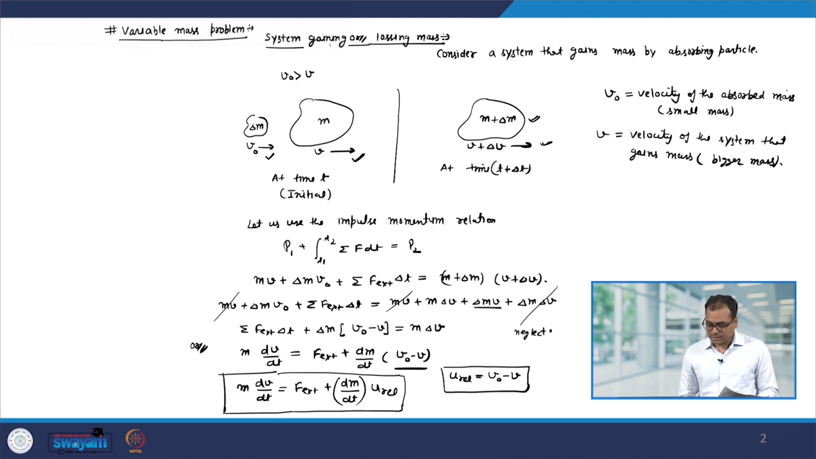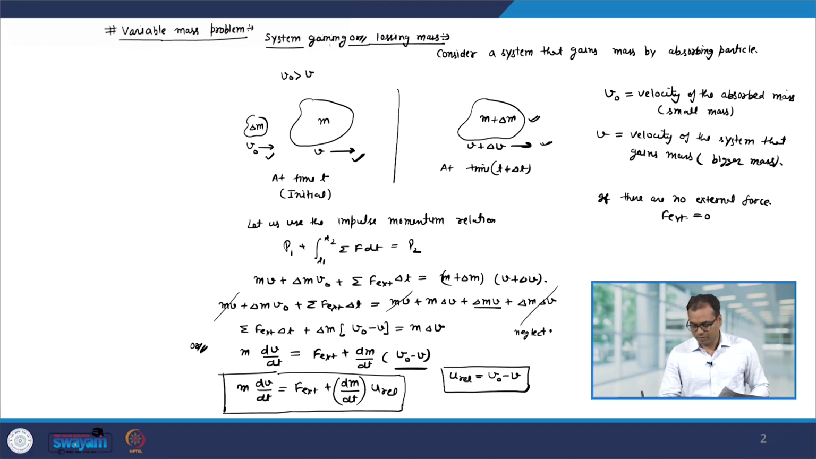Now, let us say there are no external forces, for example, gravity is not there. If there is no external force, in that case F external will be 0, and the same equation we can rewrite as m dv by dt equal to dm by dt into u relative. So, based on these concepts, now let us look at a few problems.